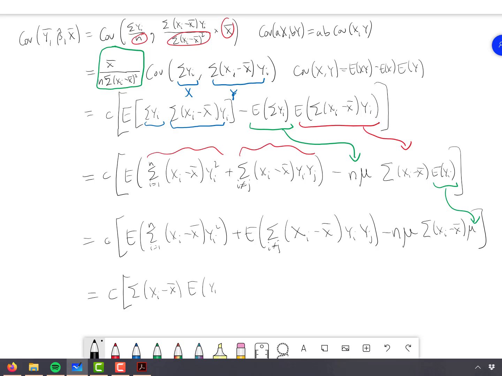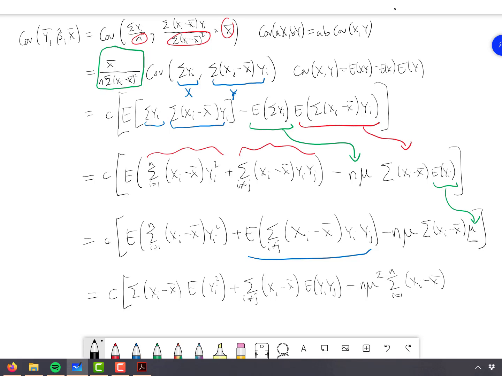And then we will have the expectation of yi squared left over, because again, noting that our x's are treated as these constant values. Likewise, in the next piece of our equation we're working with, we can factor out the sum over i not equal to j of xi minus x bar, and have the expectation of the product of yi and yj. Then we get minus n times mu, and we can note that we can actually factor out that mu here. So we have n times mu squared times the sum of our xi minus x bar.